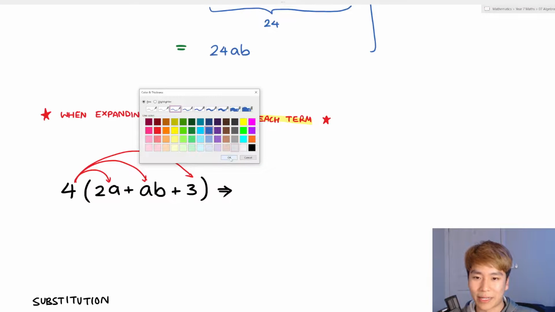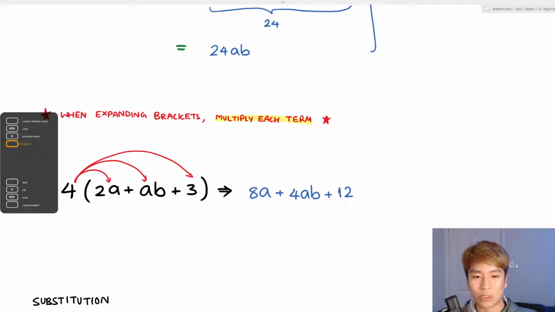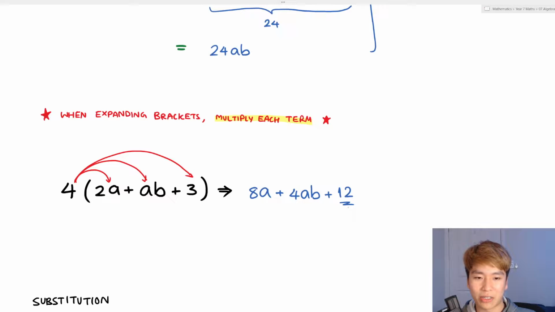So what do I end up getting? Well, 4 times 2 gives me 8, and I have a left. 4 times ab gives me 4ab, and 4 times 3 gives me 12. That's it, right? That's simplified because I can't add 8a and 4ab together. They're different. So this is the most simplified. And again, the 12 here is my constant.